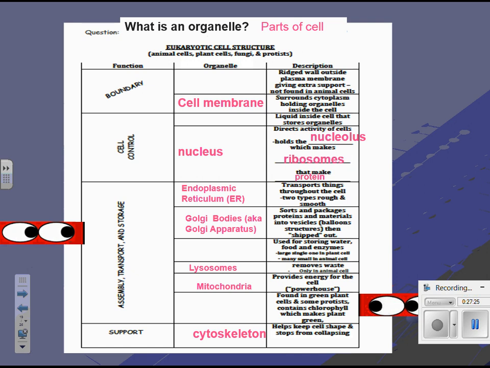The plant cell is the only cell that makes its own food. Animal cells do not. So what cell is it only located in? The green plant cells, which is why you highlighted plant cells. What organelle is this? Chloroplast.